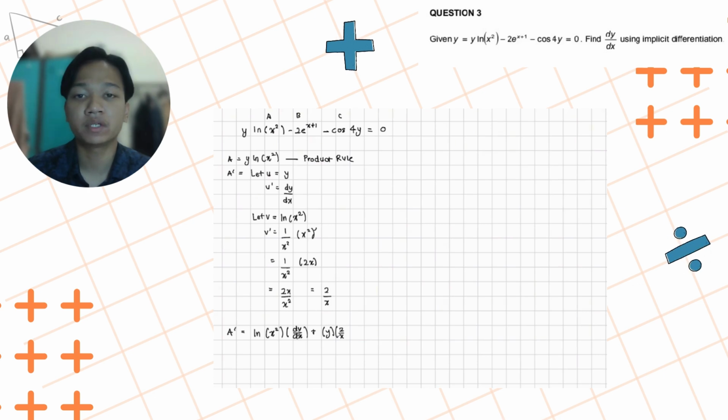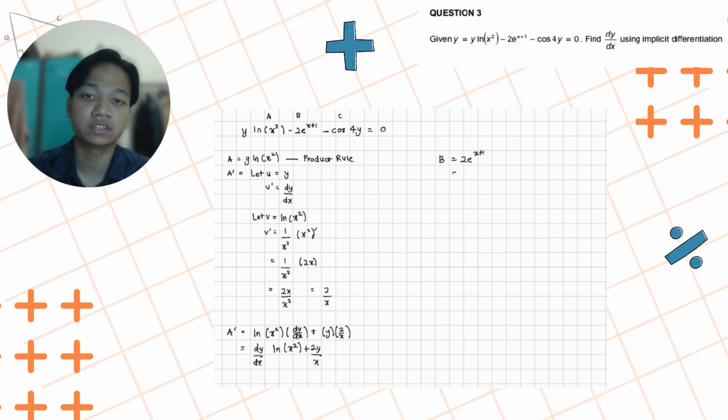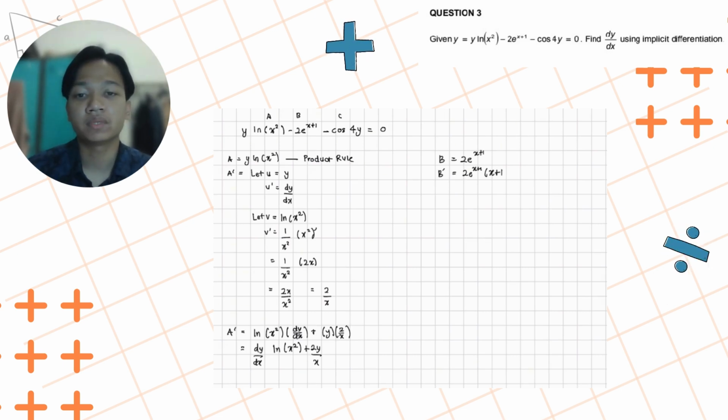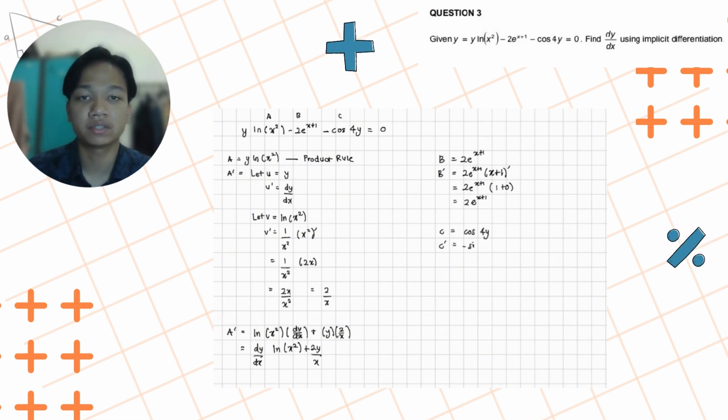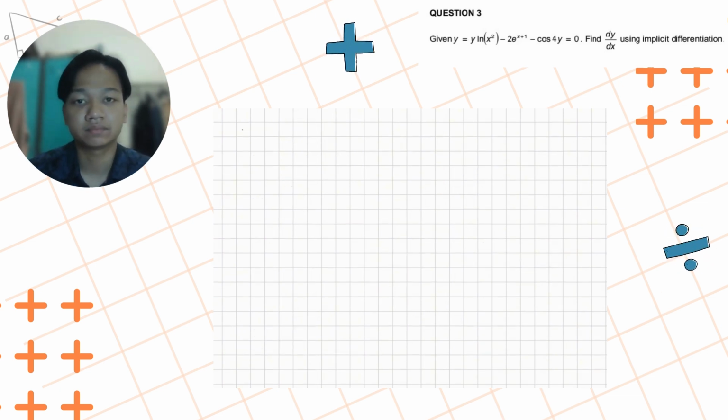A prime will be dy/dx ln x squared plus 2y over x. For term B, we will differentiate this term using the chain rule. B prime will be 2e^(x plus 1). For term C, we will differentiate using the chain rule for trigonometry. For this step, we need to differentiate every term in the trigonometric equation. C prime will be negative 4 sin 4y dy/dx.